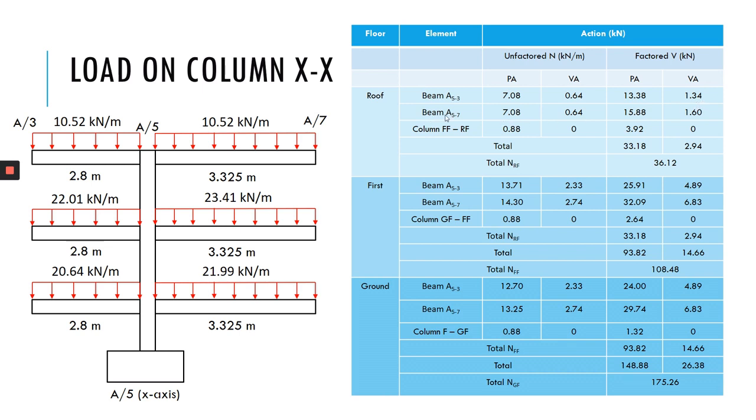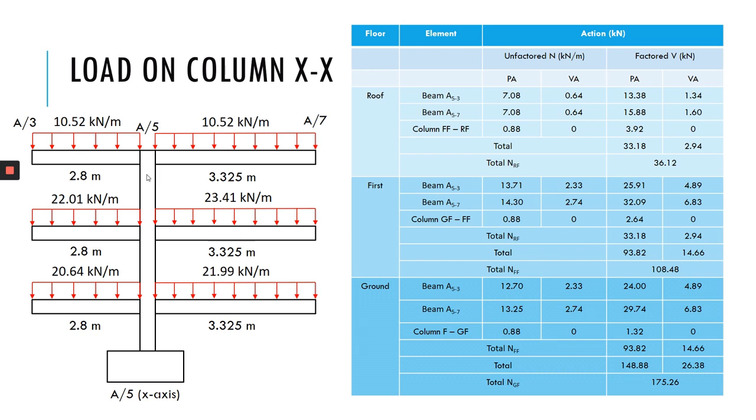So for beam A57, the permanent action is equal to 1.35 times 7.08 times the length 3.325 divided by 2, and you will get this answer. And then for the variable action, it is equal to 1.5 times 2 times 0.64 times 3.325 divided by 2, and you will get this answer. Then we have another load here, which is a load from this column.